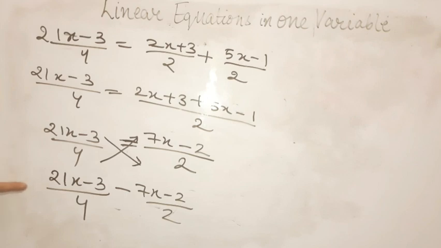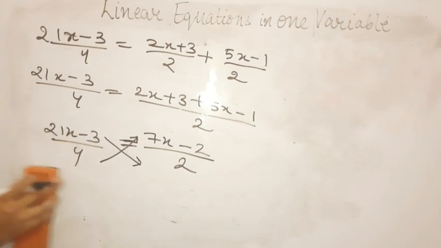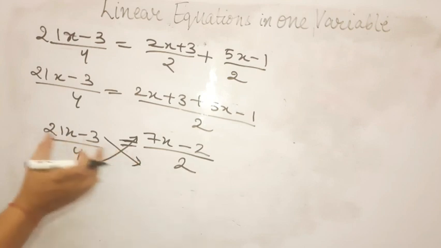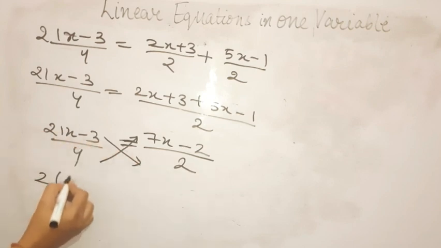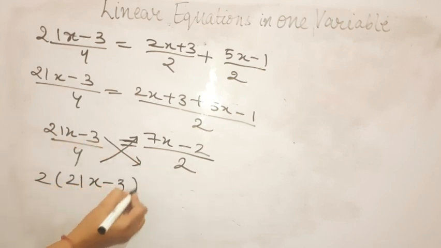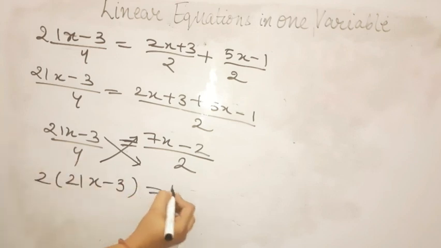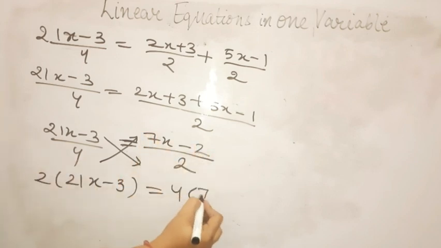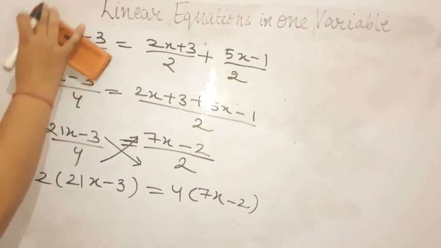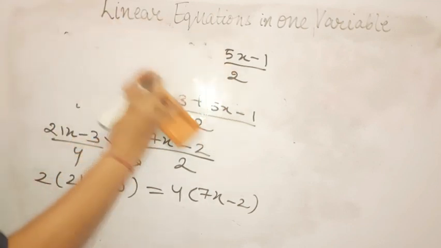So you can do it like this also, or either you can cross multiply. So what I am doing is I am cross multiplying it. So how do we do the cross multiplication? This 2 will be multiplied by 21x minus 3 within bracket, and this 4 will be multiplied by within bracket 7x minus 2. Right? Now let me proceed with the next step.